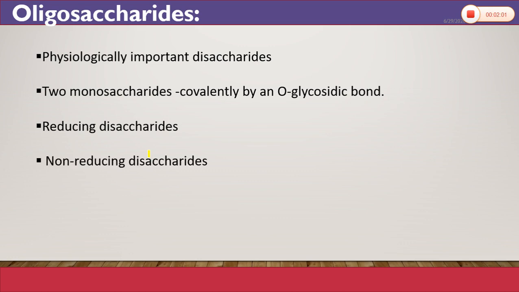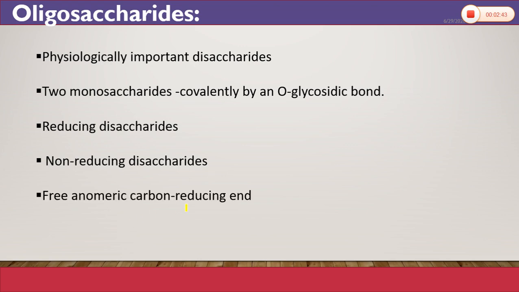While some disaccharides are non-reducing disaccharides. If both anomeric carbon atoms of monosaccharides are involved in glycosidic bond formation, then that results in the formation of non-reducing disaccharides. Reducing disaccharide examples are maltose and lactose, while a non-reducing disaccharide example is sucrose. When we discuss the structures, we will understand why these are reducing and why these are non-reducing.